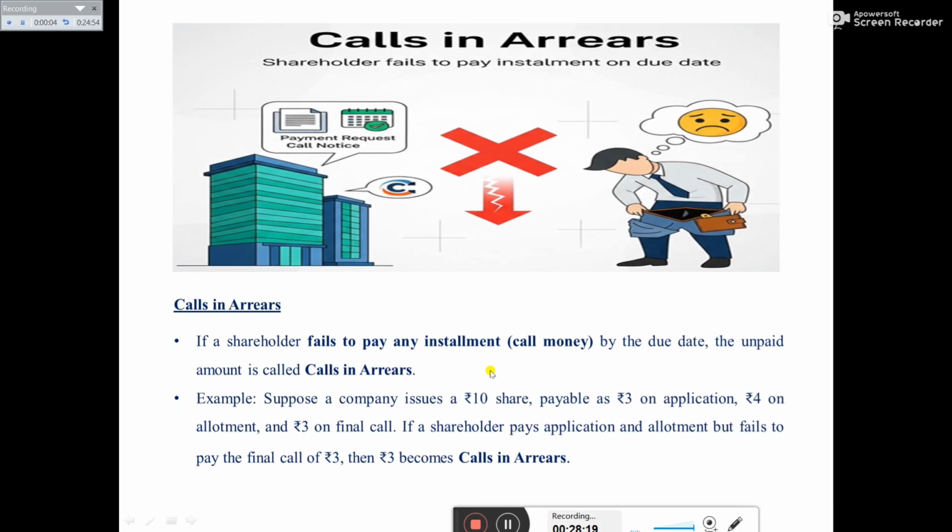What do you mean by that? If a shareholder fails to pay the installment money by the due date, the unpaid amount is called the arrears amount, calls in arrears. Whatever amount he has not paid, that amount is what we call calls in arrears.